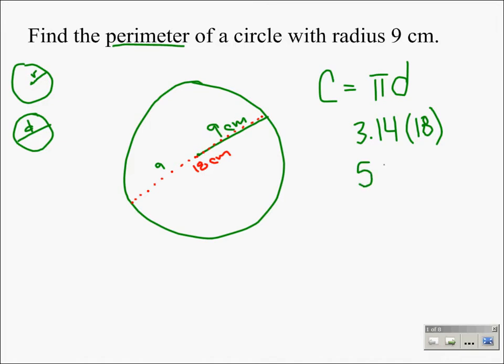of 59.66. We need a label. Our label is centimeters. We're just going around the outside so it's not squared. Okay, so that's just a quick review on circumference or the perimeter of a circle. Those two words are synonyms for each other.